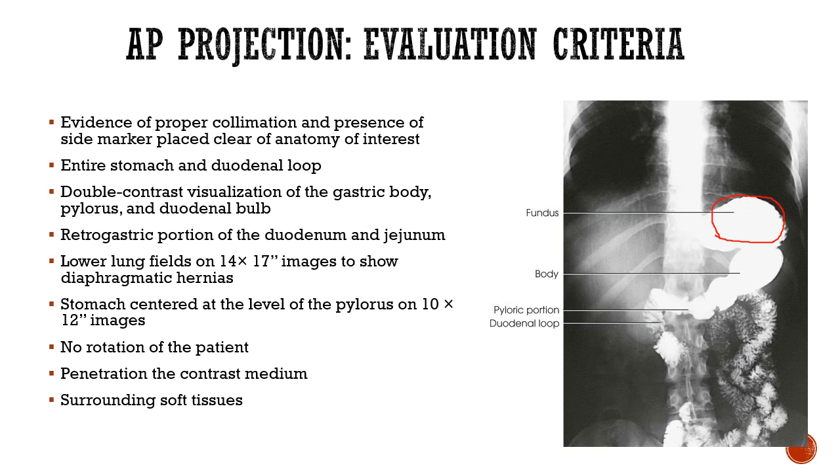And with this image, we're looking at a 14 by 17 exposure field, but you'll see the diaphragmatic hernias possibly too. The stomach would be centered at the level of the pylorus in 10 by 12 images. There should be no rotation, and we should see penetration of the contrast and also see surrounding soft tissues.